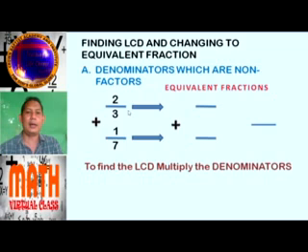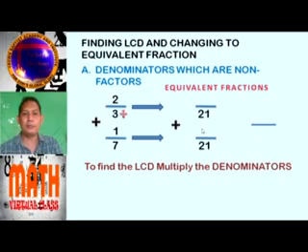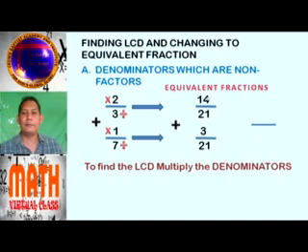Again, what you will do, you will only have to multiply. So you have 21. Next, divide 21 by 3 times 2. That becomes 14. Next, 21 divided by 7 times 1. That becomes 3. If you add 14 and 3, then you will have 17. Just copy 21.